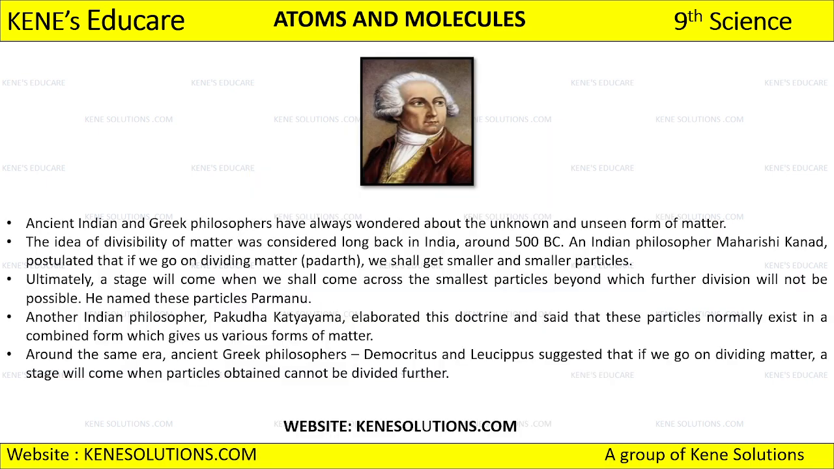Okay, so now I am going to show you some slides. We started this lesson by discussing the Indian and the Greek philosophers, right? They were always wondering about the unknown and the unseen form of matter. The idea of divisibility of matter was considered in India around 500 BC. An Indian philosopher, Maharishi Kannad, postulated that if we go on dividing matter, that is Padartha, we shall get smaller and smaller particles, and ultimately there will be a stage where we won't be able to divide the particles further. So he named those particles Parmanu.